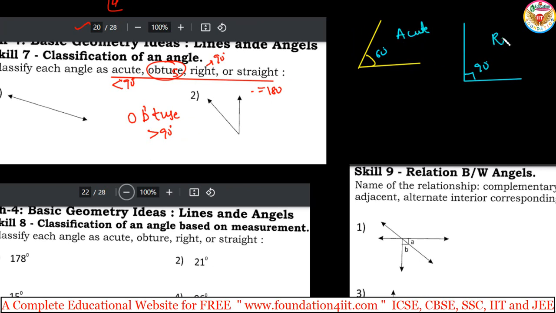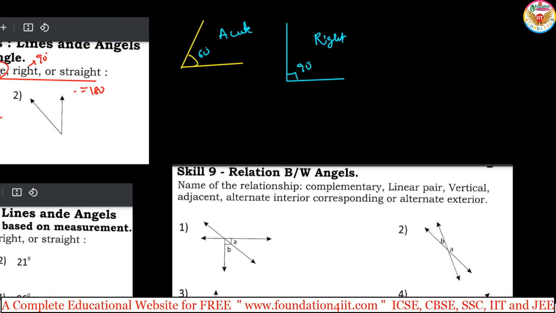And exactly 90 degrees is a right angle. The next one is more than 90, so the angle should visibly be more than 90. This is obtuse. And if the angle is straight, it is exactly 180 degrees, the complete half of the circle. This is straight. These are the four types: acute, right, obtuse, straight.